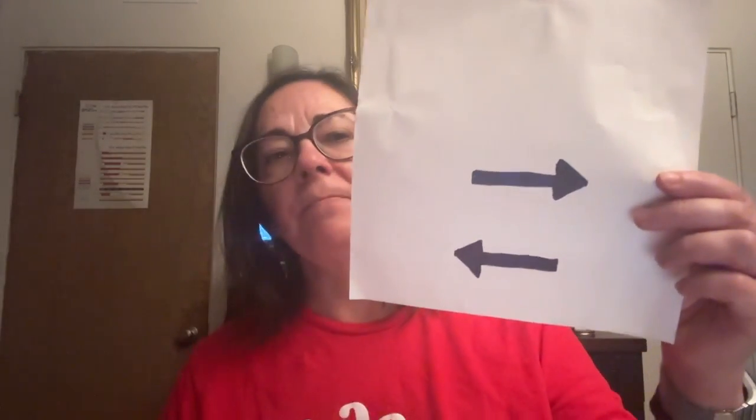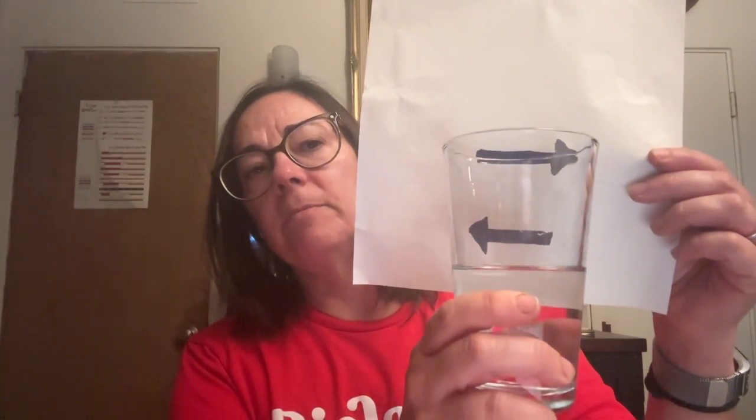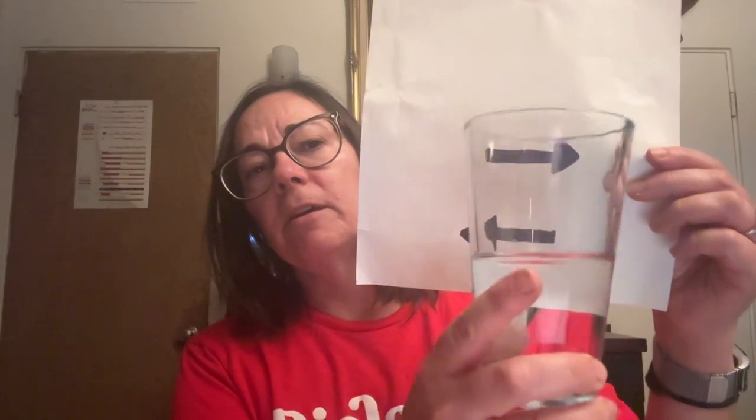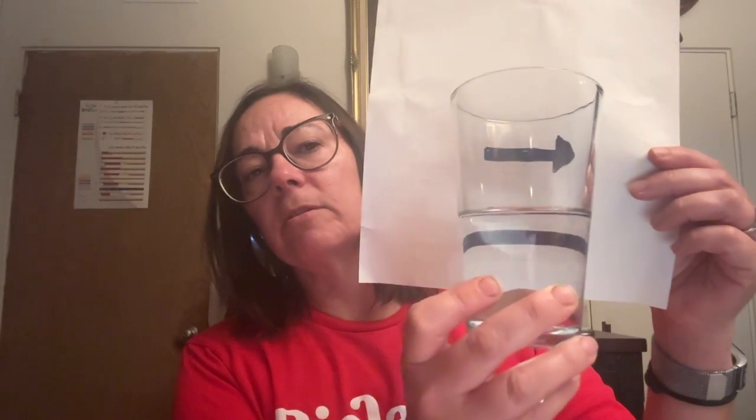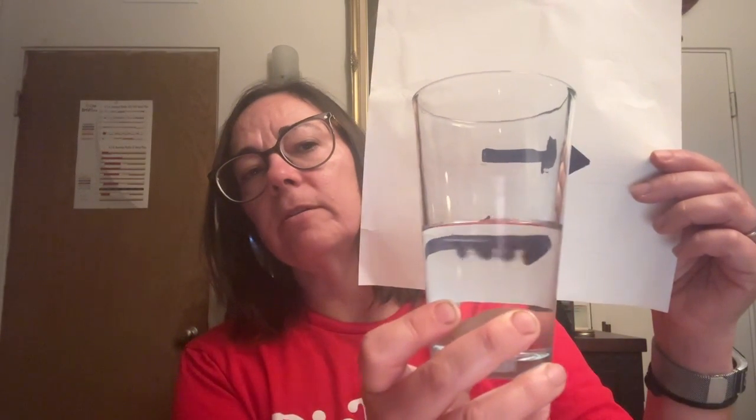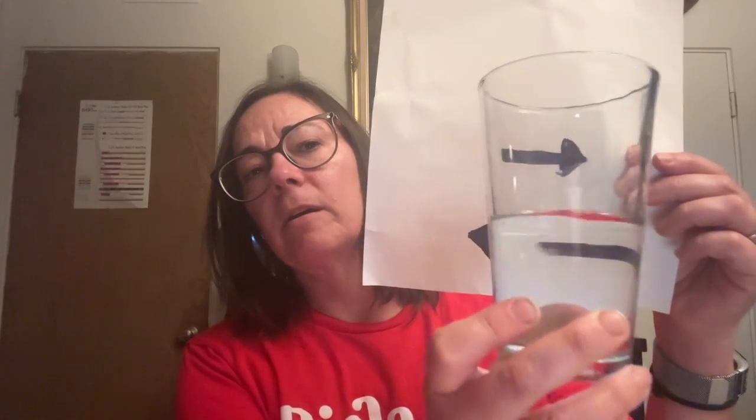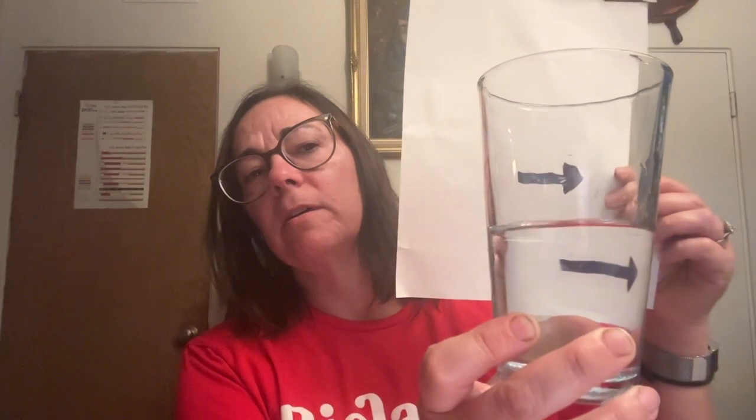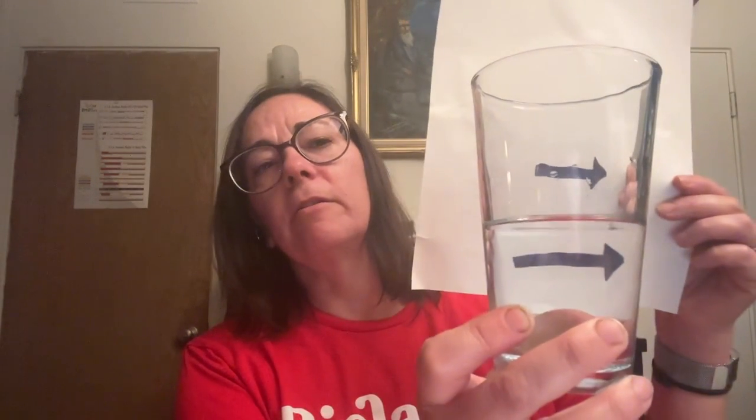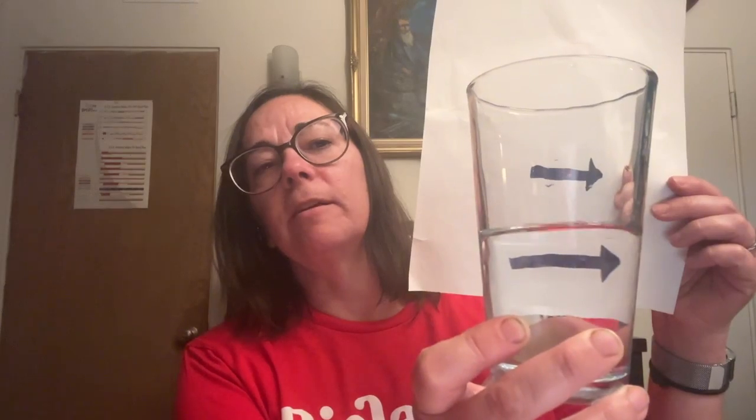Then show them a piece of paper with some arrows, noticing that when the glass is empty, you can see both arrows clearly. But when you put water in the glass, it looks like the arrow is facing the other way. And I'm not sure if you can see it here, but I don't know why it worked when I did it, and I don't know why it's not working now. So, yeah, it's really difficult to get this all on camera.